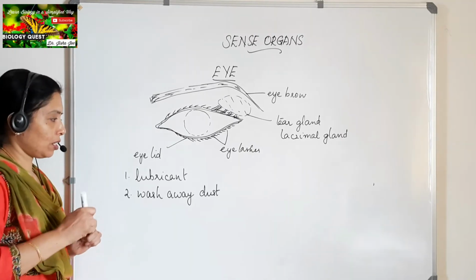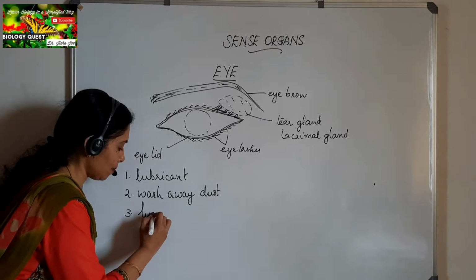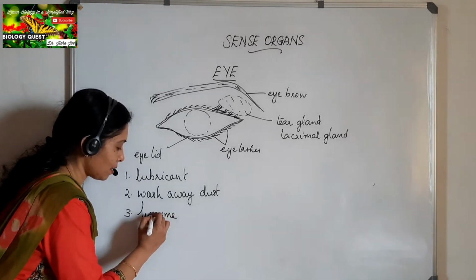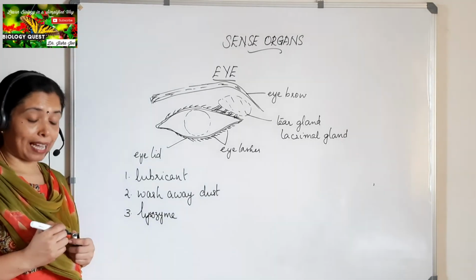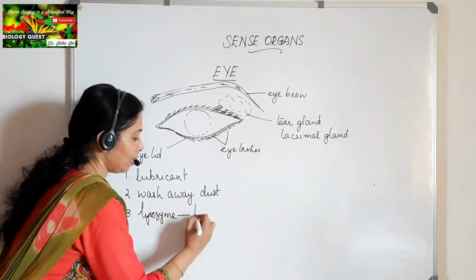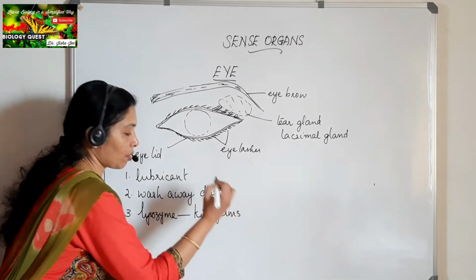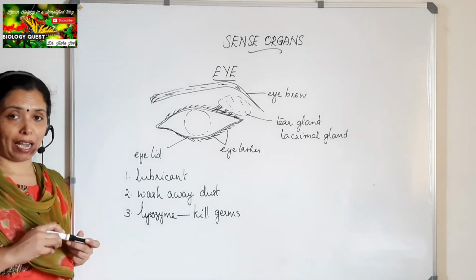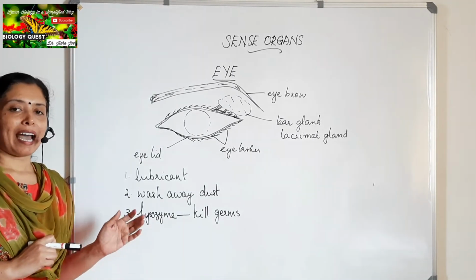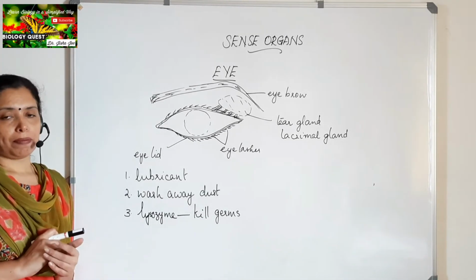The third function of tears is that it has an enzyme called lysozyme. Lysozyme has an antiseptic property, so it is able to kill the germs. If any germs have entered into the eyes, the lysozyme present in the tears has antiseptic property, and it helps in killing the germs.